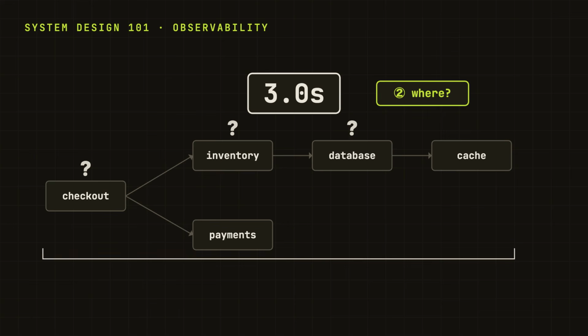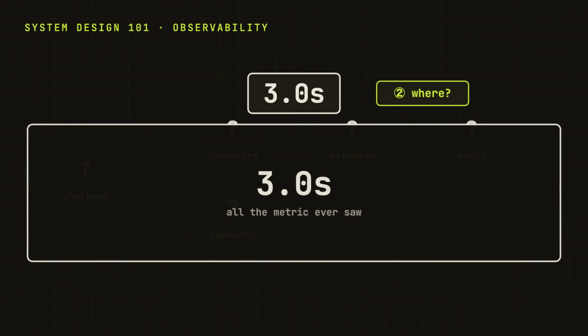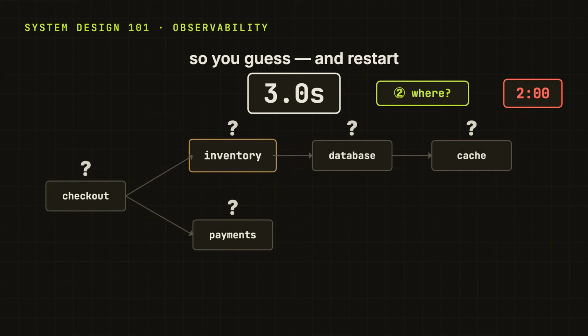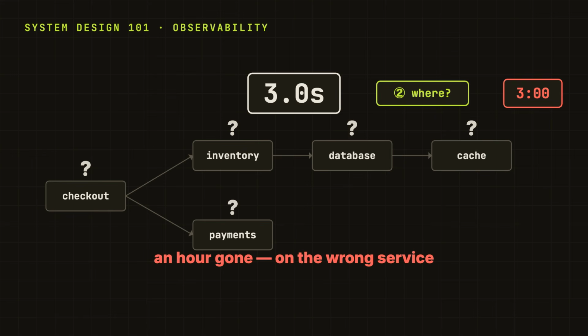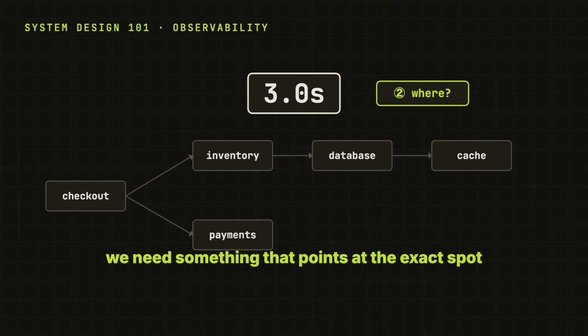Inventory, the database? You cannot write, and neither can the metric. It only ever knew the total, and you cannot just guess and restart things either. Not in a system with a dozen moving parts. Guess wrong at 2 a.m., and you have burned an hour poking at the wrong service. So, we need something that can point at the exact spot, and that something is a trace.